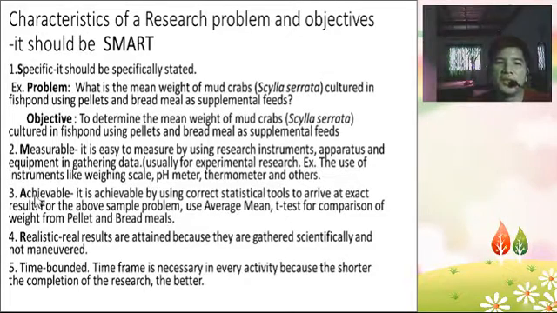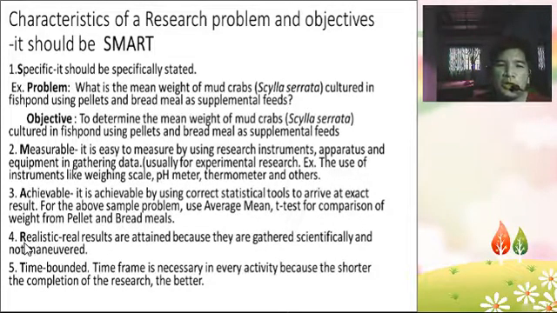Okay, number 3, it should be achievable. Dapat daw ang research problem and objective is achievable. So, kapag sinabing achievable, kailangan gagamit ka ng correct statistical tools. So, yung lesson nyo sa statistics to be able to arrive at exact result. For the above example problem, use average mean. Average mean para makuha mo ang average niya. Then t-test naman for comparison of weight from pellet and bread meals. So para malaman mo kung alin ang mas maganda ang resulta, yung pinakain ng pellets or yung pinakain ng bread meal. So gagamit ka ng t-test. Okay? Mag-compute ka gamit ang t-test to determine the comparison weight from pellet and bread meals.